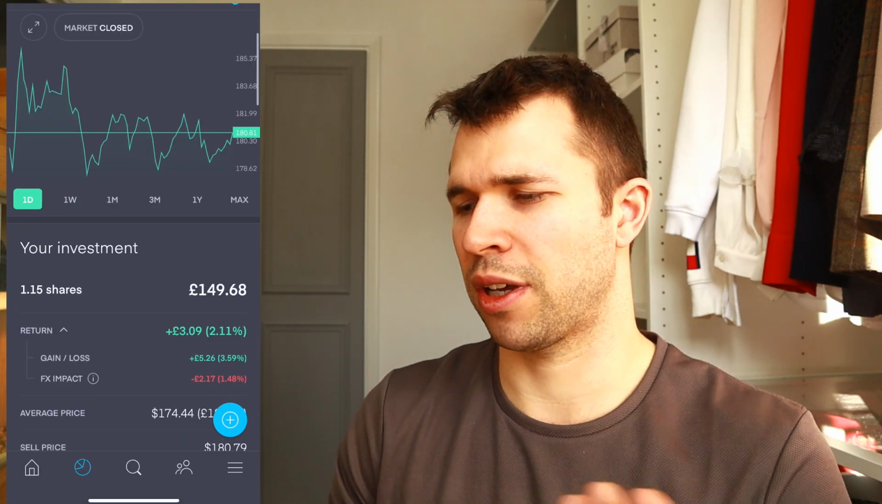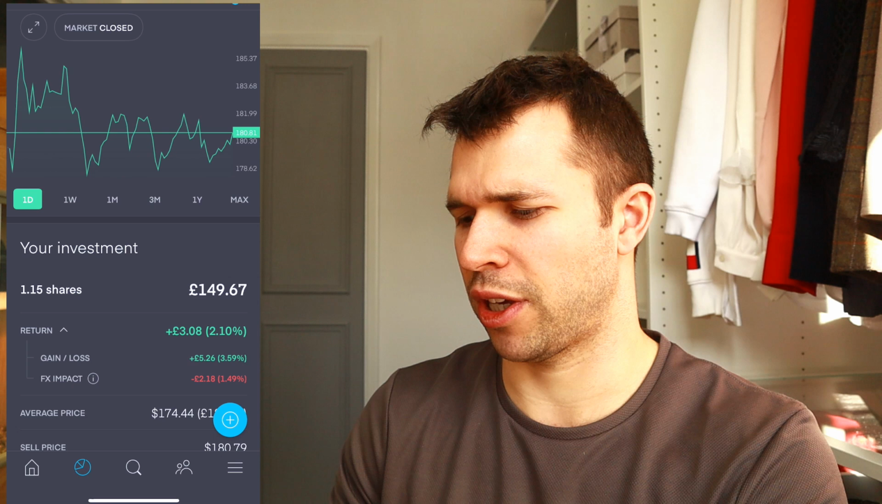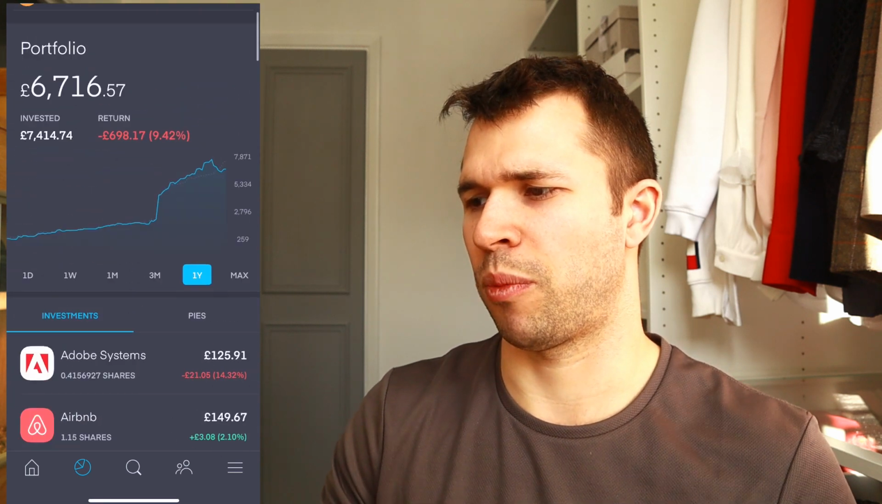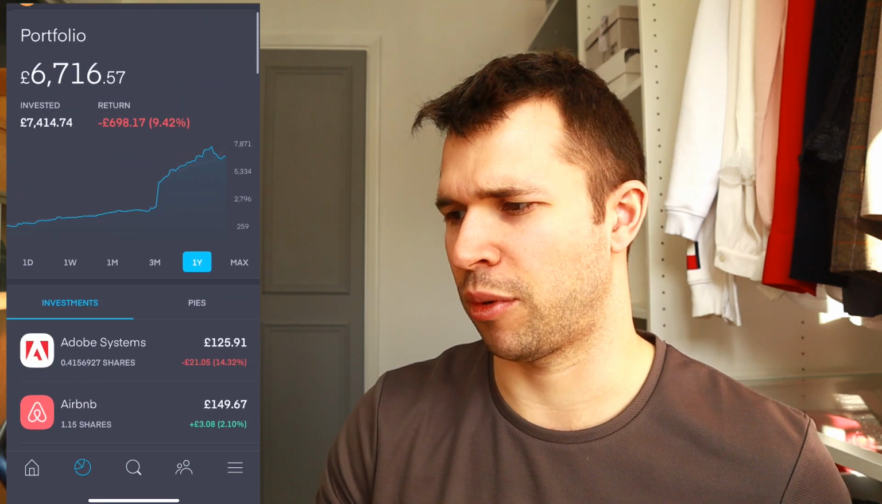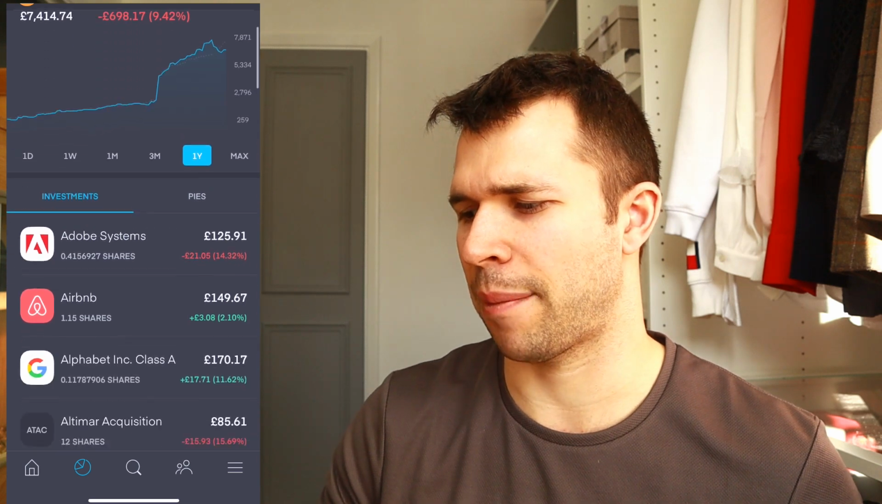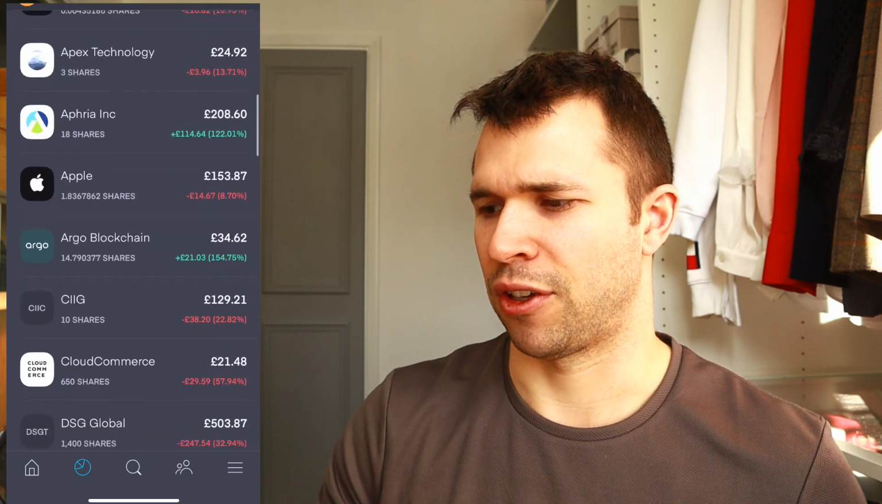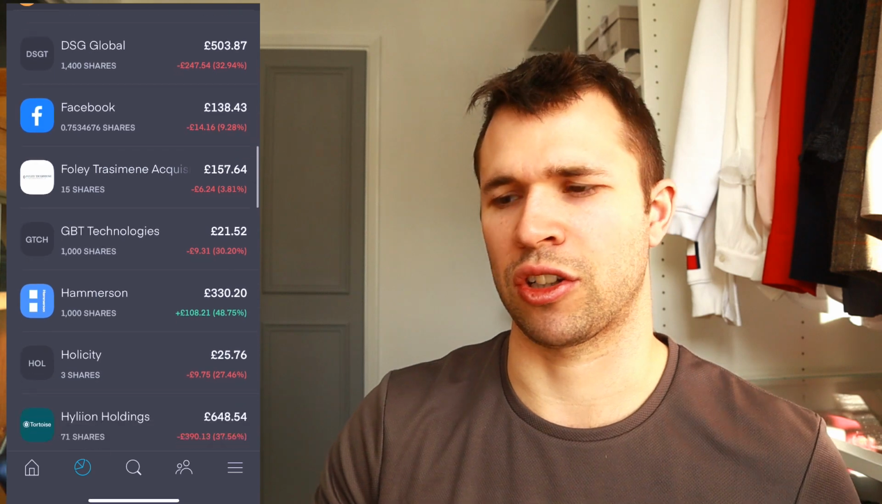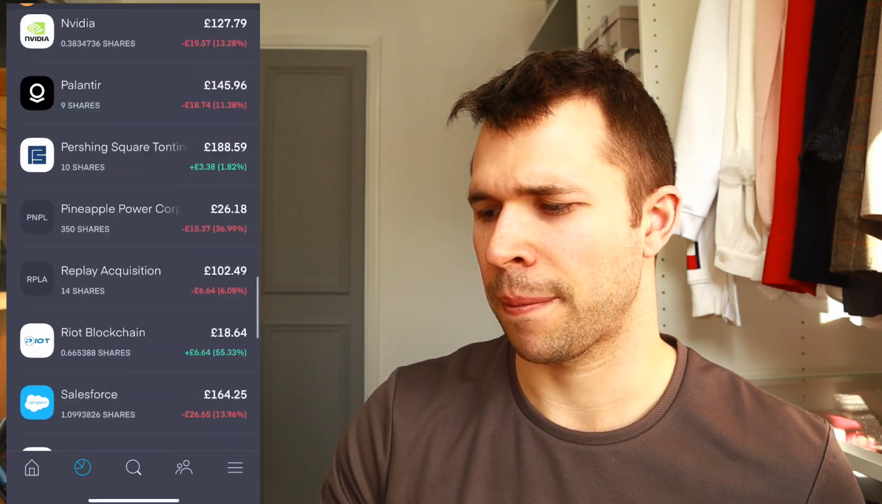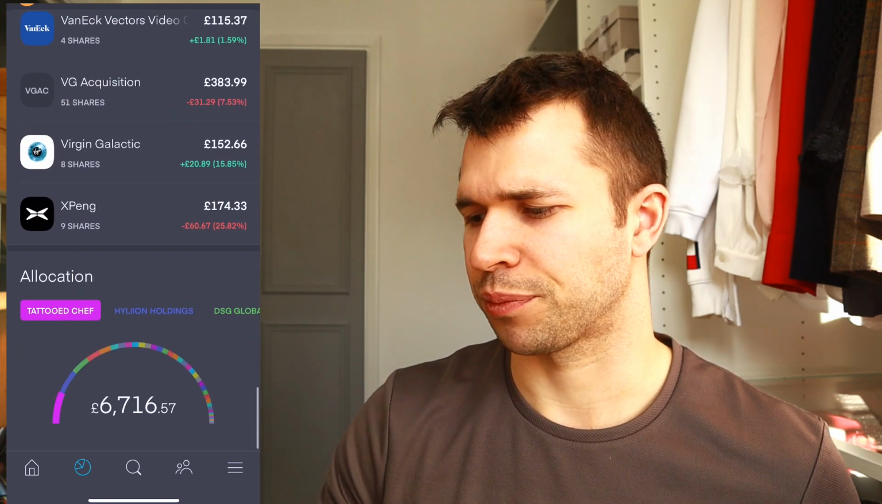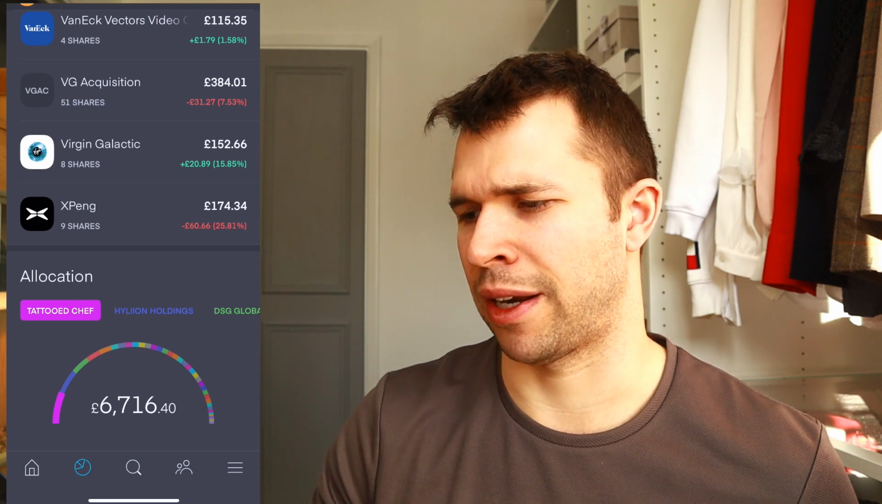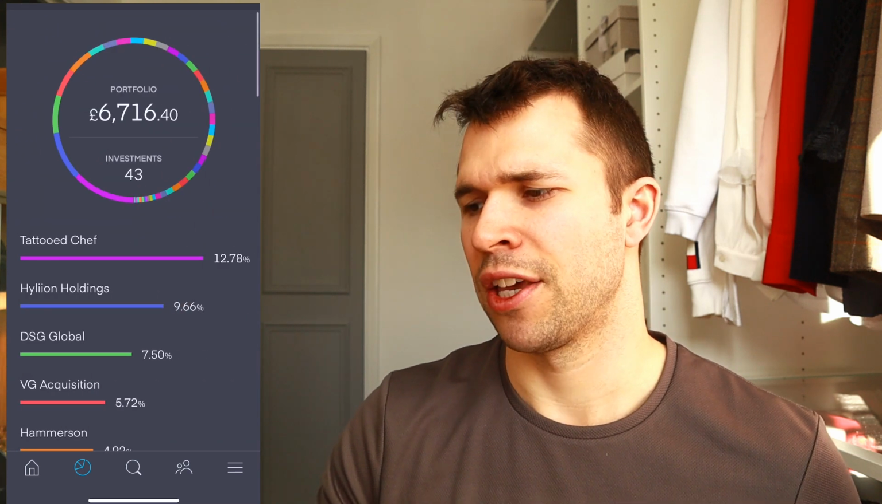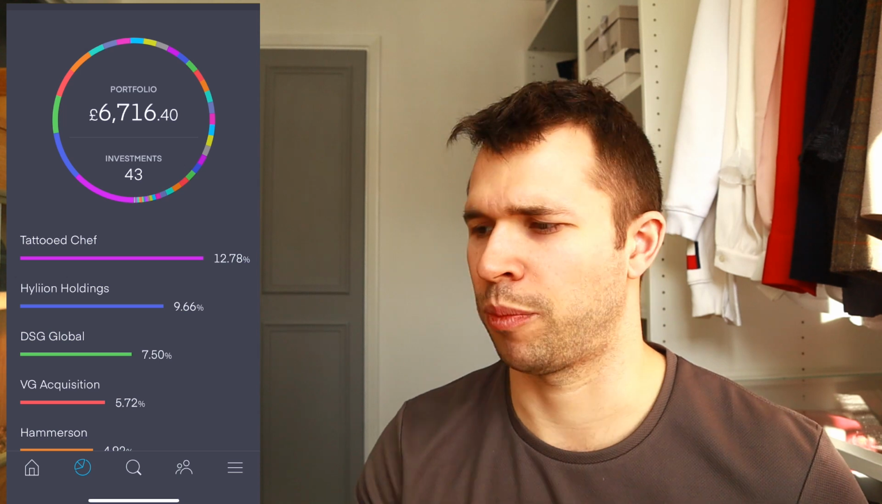So it's a really super easy app to use, super intuitive, and you can have a look at your portfolio by hitting the pie looking button. As you can see, my portfolio has been hammered at the moment, and if you scroll down you can see all your stocks listed in a particular order. And then if you get to the bottom, you can see your portfolio allocation. If you tap that, you can see just exactly what makes up your portfolio.